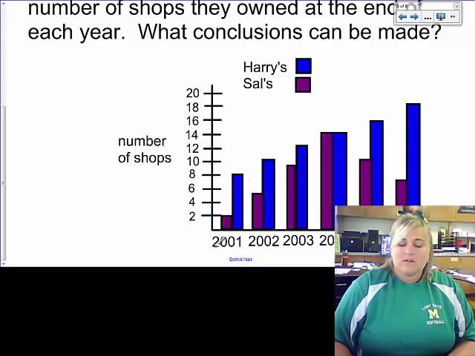I also see that Harry's shops number increase every year at a steady pace. I can also see that Sal peaks in 2004 and then drops back down. So those are just some different things that I see. I hope that you saw some of those things, maybe some other things as well.